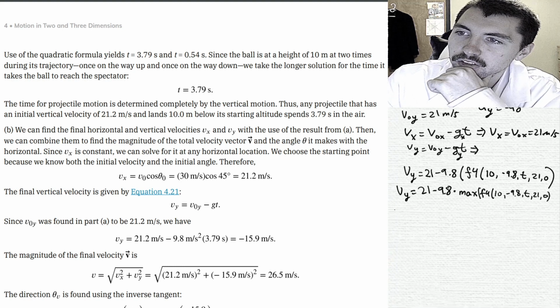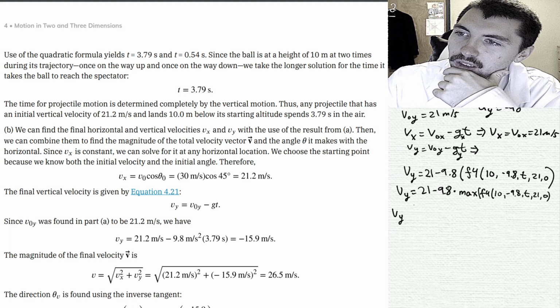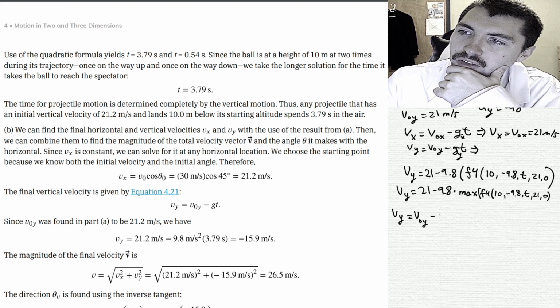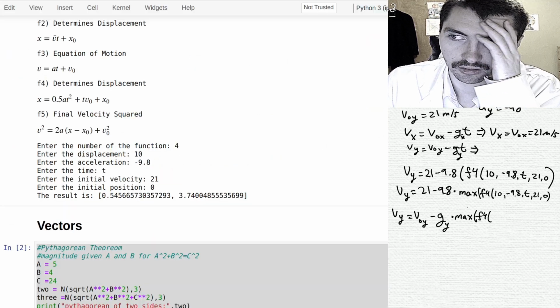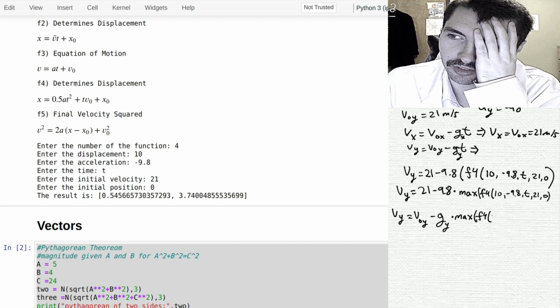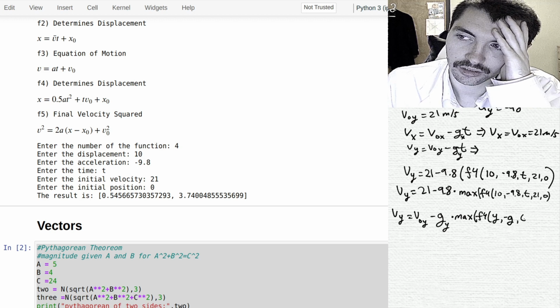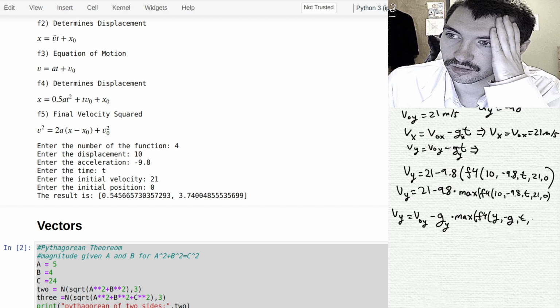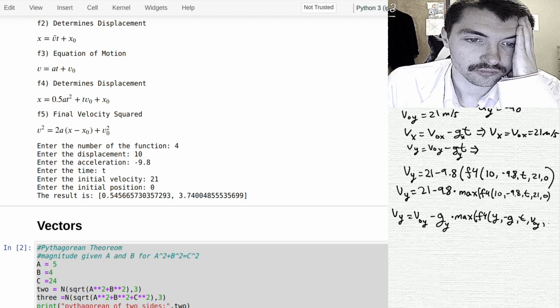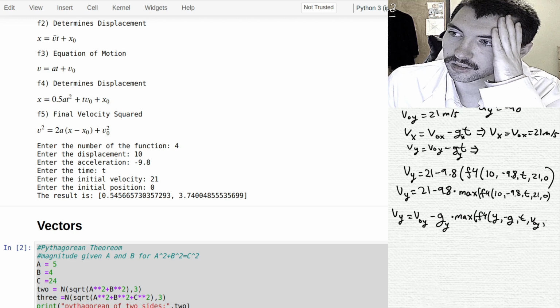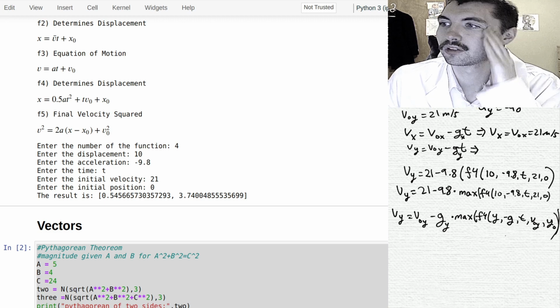Okay, and this could be rewritten as Vy. I'm just going to rewrite it in the most abstract form. So Vy is V naught y minus g times the max, for displacement, so that's y. Negative gravity, initial velocity, initial position, and y naught. Okay.